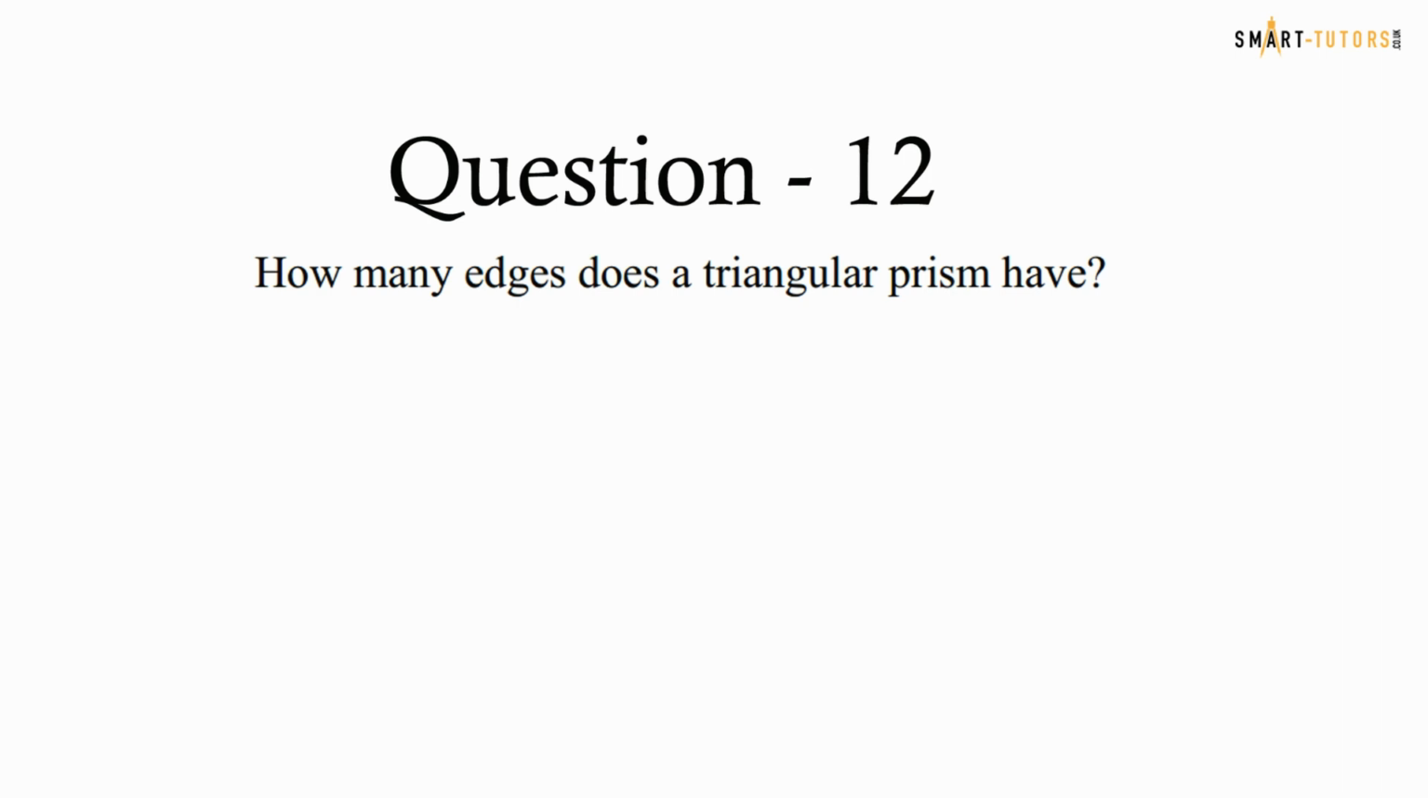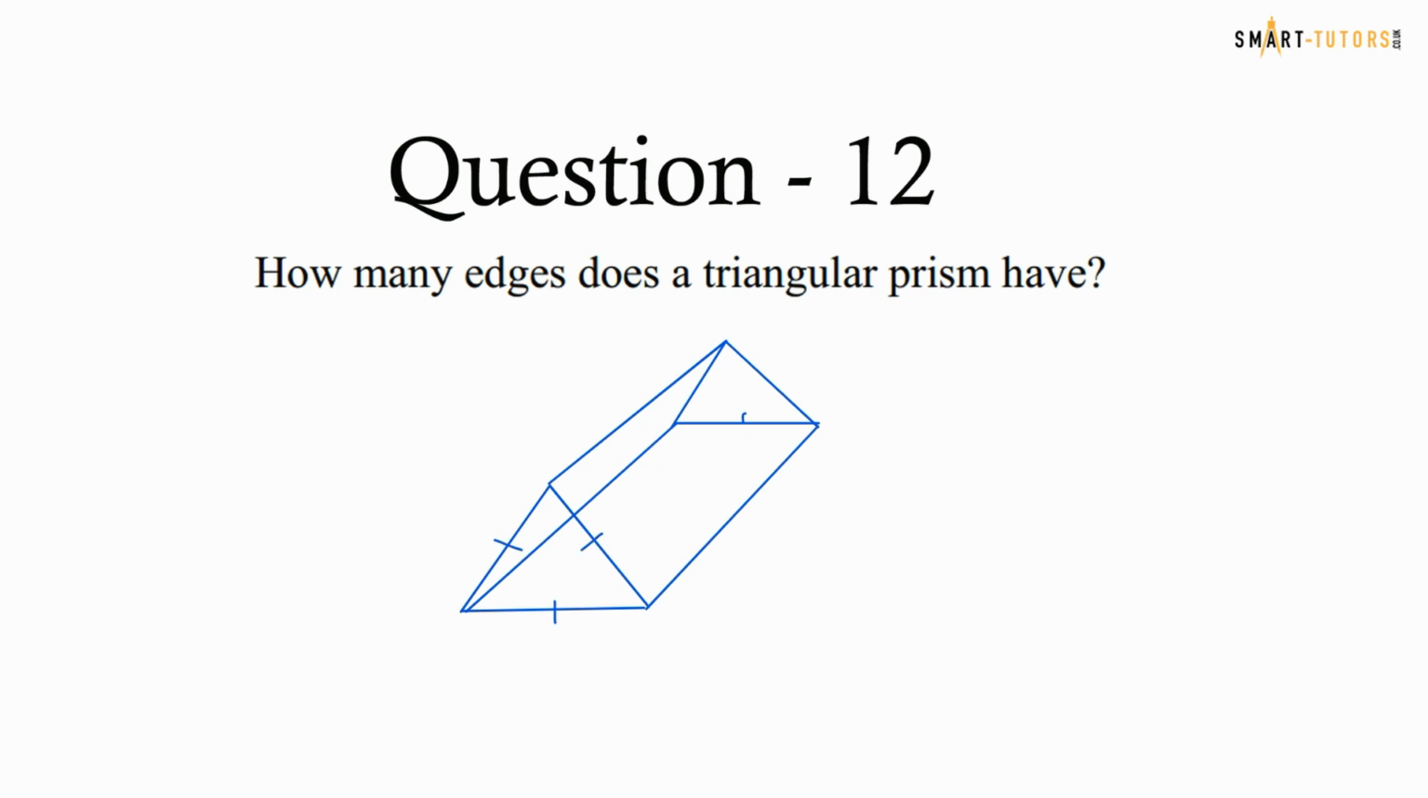Question number 12. How many edges does a triangular prism have? So triangular prism means prism, you need to understand how the prism is going to be. Any prism, the word prism means if you cut across the length, the cross section is not going to be changed. So this is a triangular cross section, and if I cut throughout the length, every slice is going to be triangular. So how many edges is it going to be? So you can count 1, 2, 3, 4, 5, 6, then 7, 8, 9. So 9 edges is the answer.